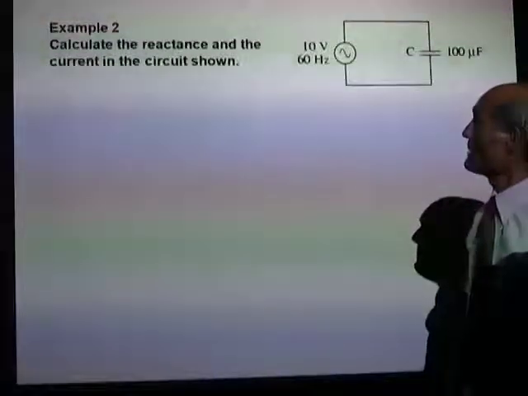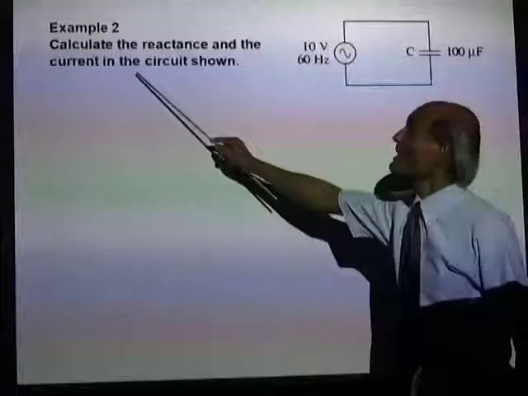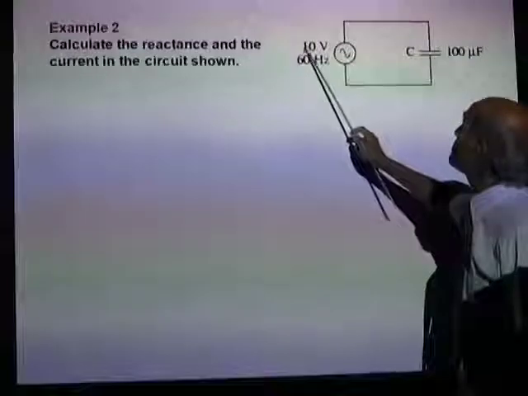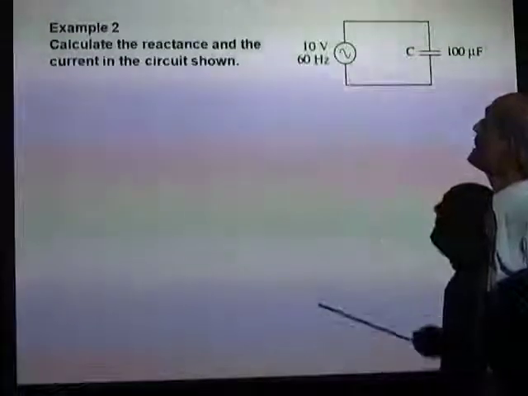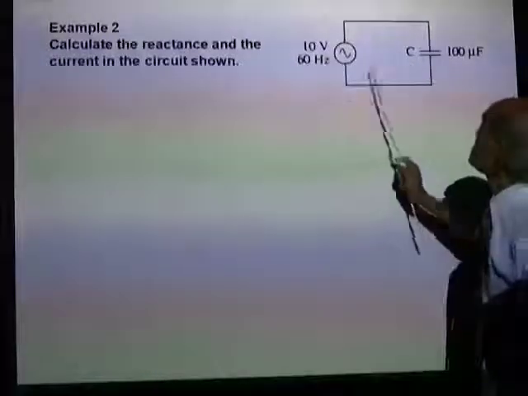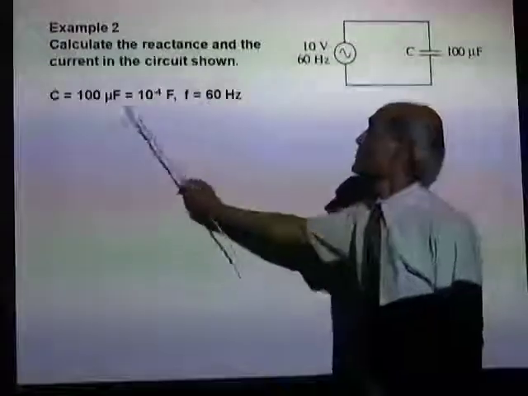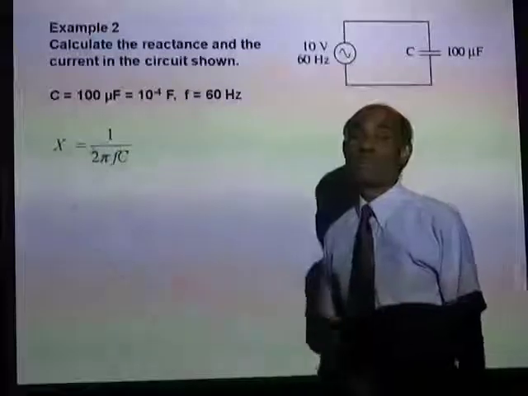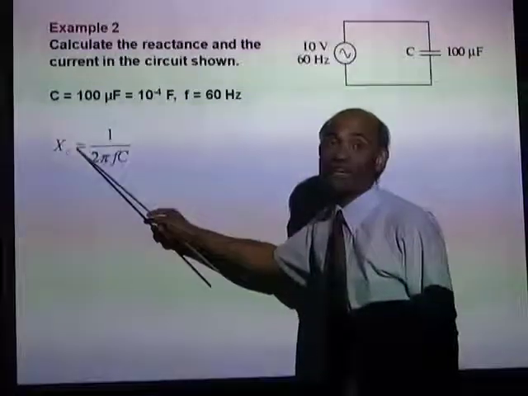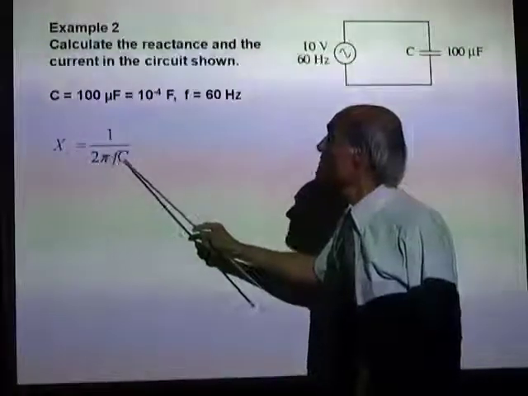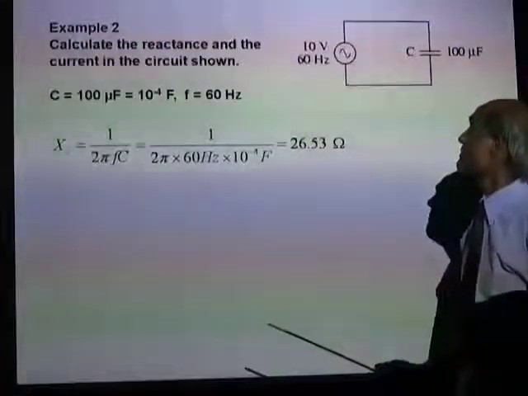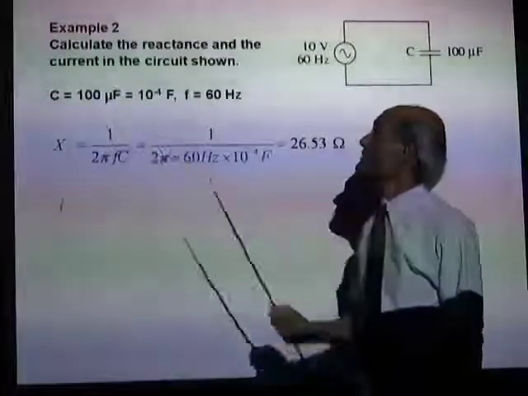Let's do another example. Calculate the reactance and the current in the circuit shown. Here we have an alternating current source which produces a 10 volt EMF at a frequency of 60 Hz connected to a 100 microfarad capacitor. So we have the capacitance and the frequency, therefore the capacitive reactance X sub C is 1 over 2 pi f C. We know all those values. That gives you the reactance 26.53 ohms. In that case, what is the current?